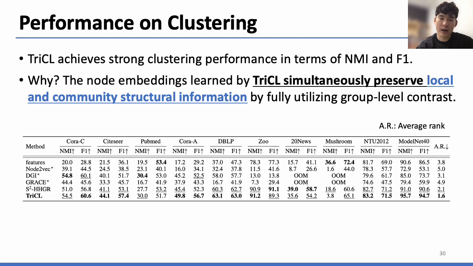Next, to show how well node embeddings trained with TriCL generalize across various downstream tasks, we evaluate the representation on the clustering task by K-means. As seen in this table, TriCL achieves strong clustering performance in terms of all metrics across all datasets. This is because the node embeddings learned by TriCL simultaneously preserve local and community structural information by fully utilizing group-level contrast.